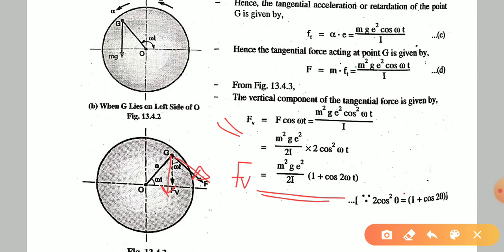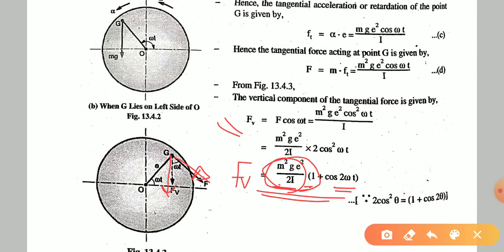This equation gives the force acting at point G in the vertically downward direction. The first part of the above equation, if we multiply this part with this portion, is constant, since m, g, e and I we know, and it causes a small additional deflection of the shaft.